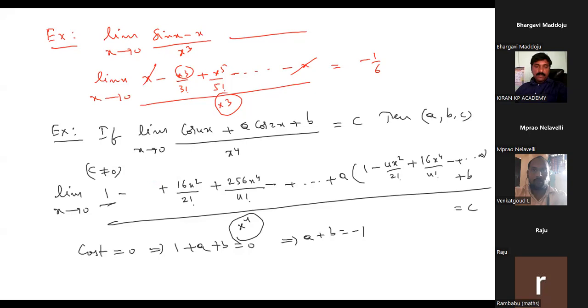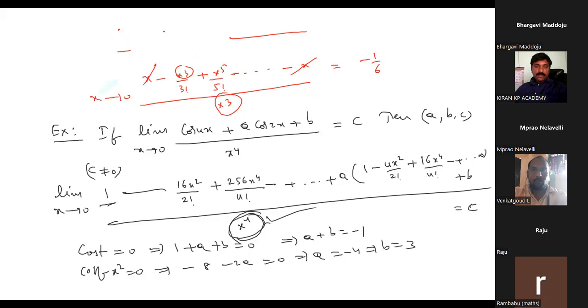Then what about the coefficient of x square? x is not there. The coefficient of x square is 0. What is that? Minus 8 plus minus 2a. Right? Minus 8, this is 8. So you will get a is minus 4. Put a equal to minus 4 here, b is equal to 3. Yes. Now we got a and b. Now the coefficient of x power 4 must be c. The limit: because the denominator is x power 4, the numerator must be x power 4, then it is c. So the coefficient of x power 4 is c.